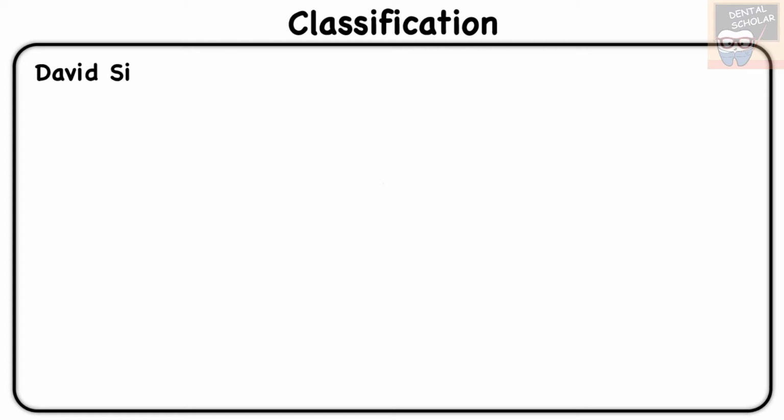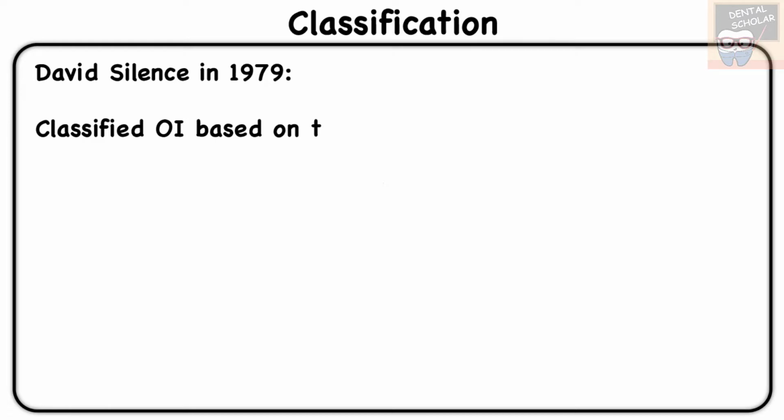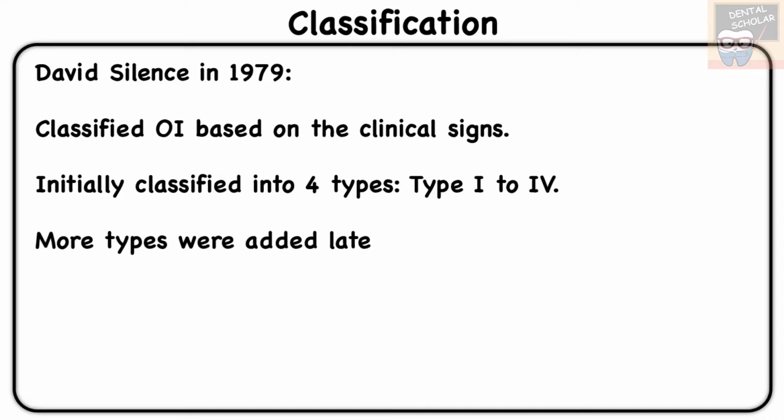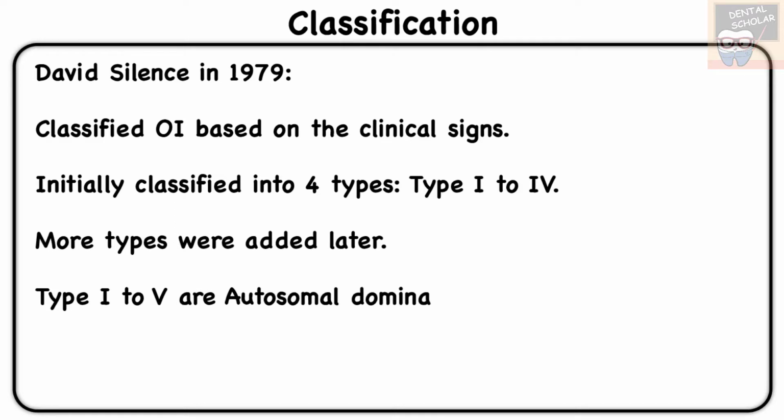David Sillence in 1979 classified osteogenesis imperfecta based on the clinical signs. He classified osteogenesis imperfecta into four types, that is type 1 to type 4. But more types were added to this classification later on. So now we have somewhere around 10 classes of osteogenesis imperfecta. Type 1 to type 5 are autosomal dominant, whereas the remaining are autosomal recessive.